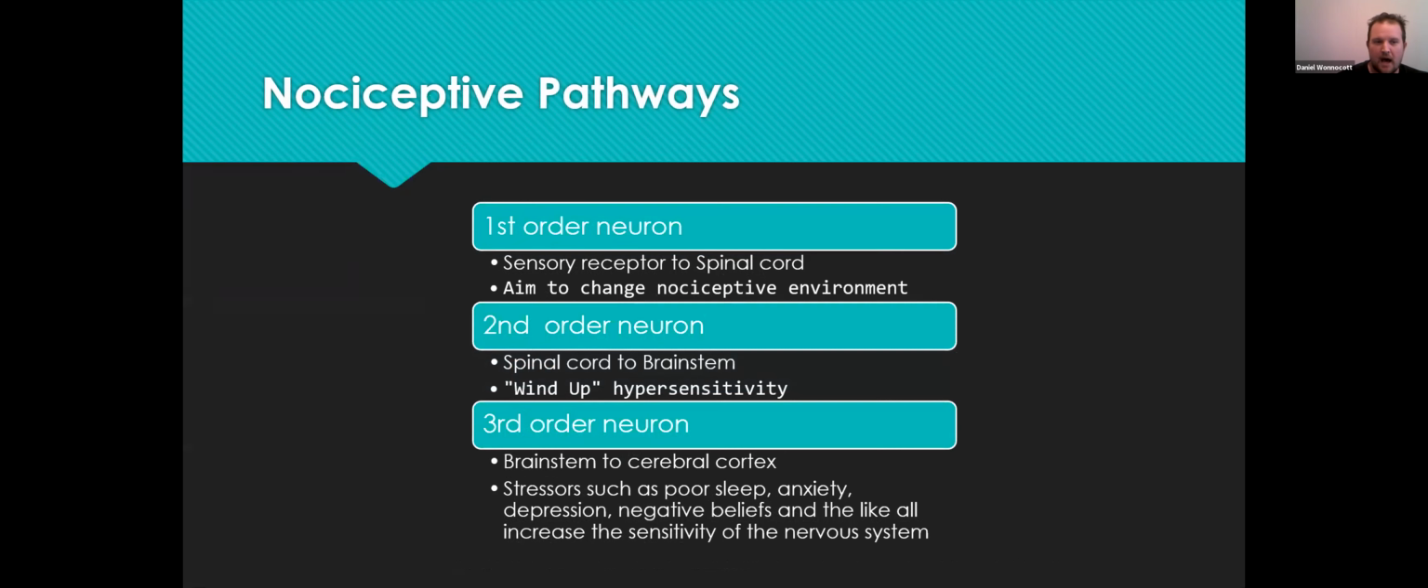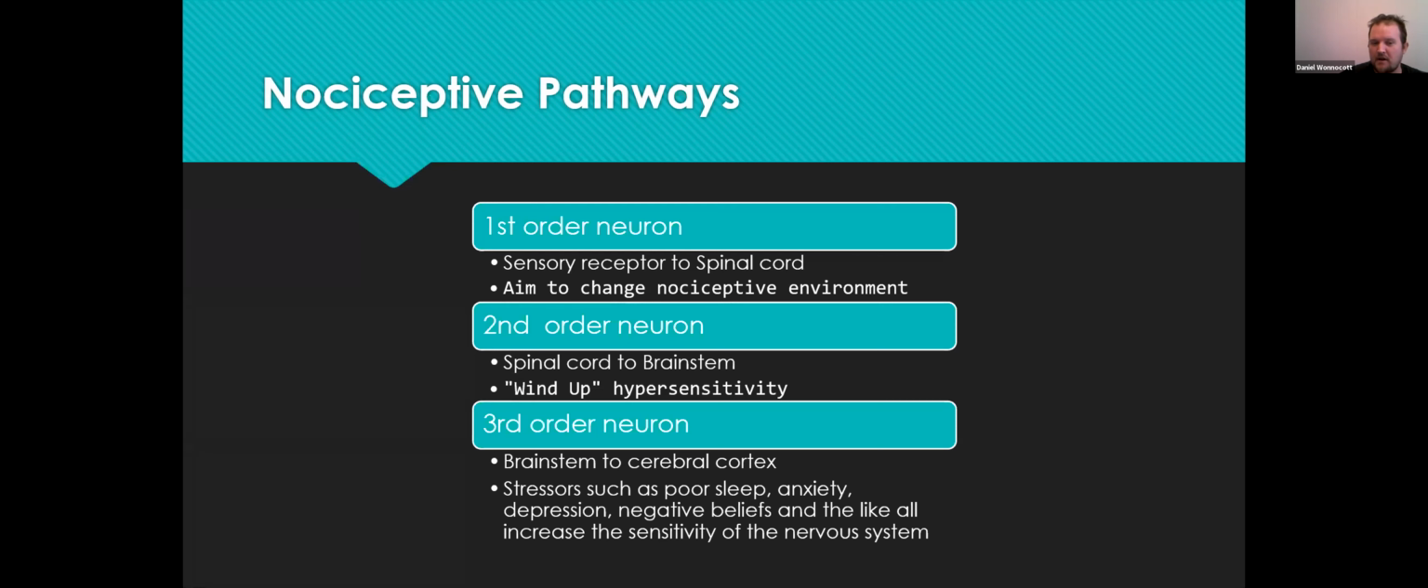So just quickly looking at pathways. Call them pathways, orders, levels, however you want to view this. Most of what we're trying to influence is in this first order. So where those nociceptors or those receptors are in the skin and in the tissue, we're trying to change that environment. So most of the time we're trying to make that feel nicer, feel better, drop that muscle tone, and have everything, I guess, live in harmony together.